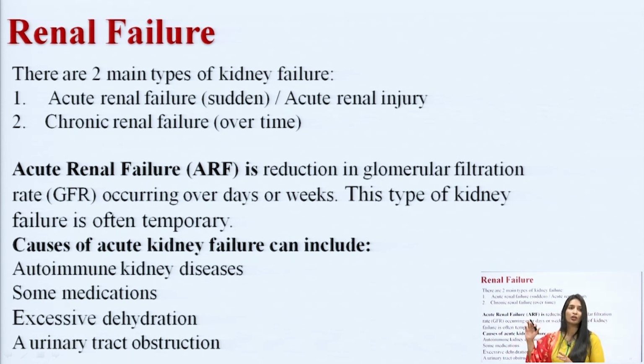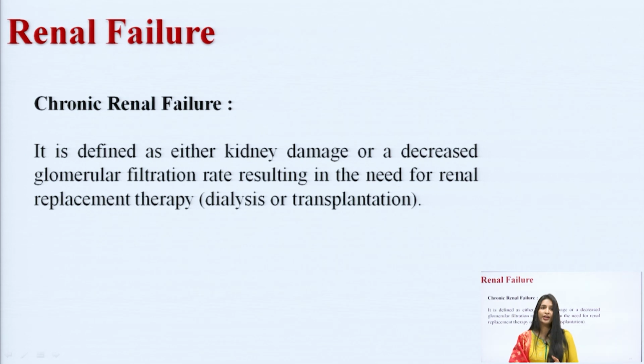There are two types of kidney failure: one is acute, the second one is chronic. Acute is sudden, chronic is a failure over time. So what is going to happen in acute renal failure? This type of kidney failure is often temporary. Causes include autoimmune kidney disorders, some medications, excessive dehydration or urinary tract obstruction, which can cause acute renal failure. And what about chronic renal failure?